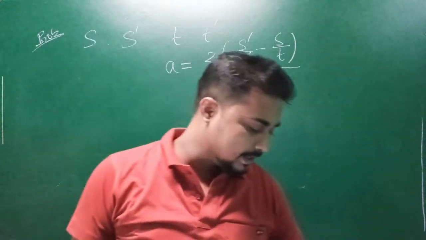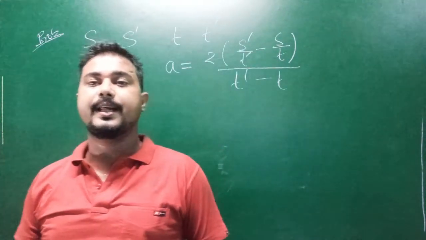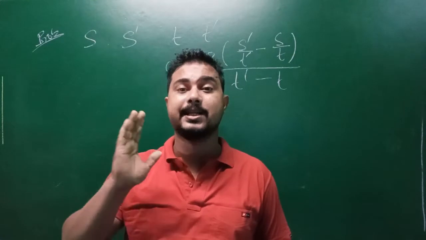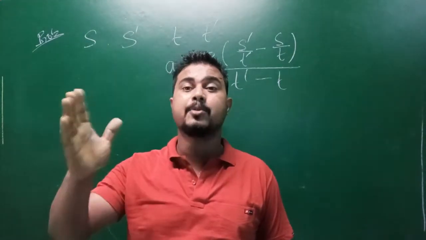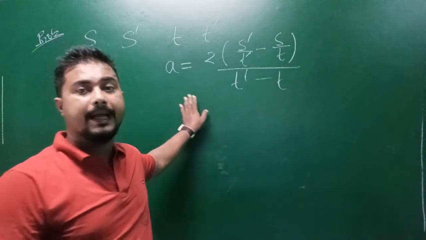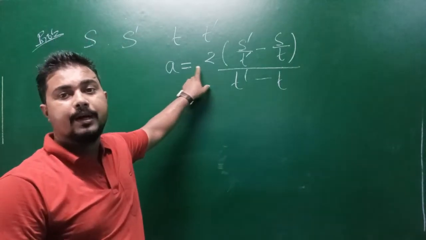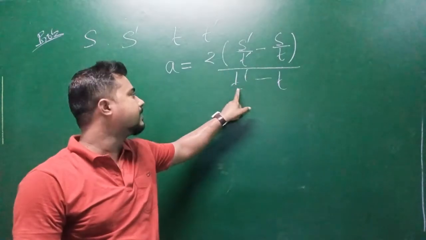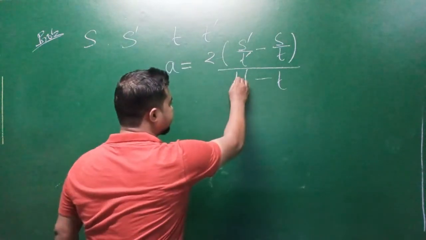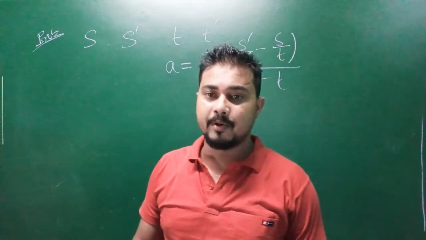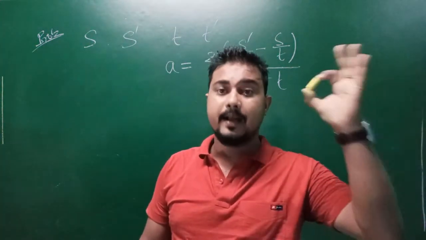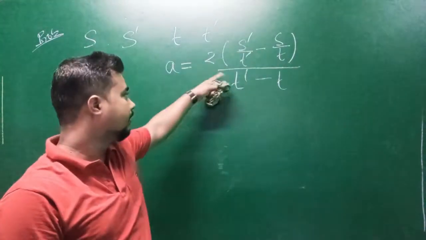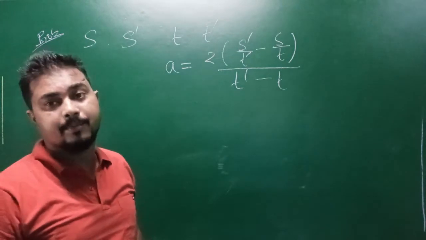The meaning is that in time t and t dash, if the displacements of the body are s and s dash, then show that the acceleration of the body a is equal to 2 into (s dash by t dash minus s by t) divided by (t dash minus t). We have to prove this.